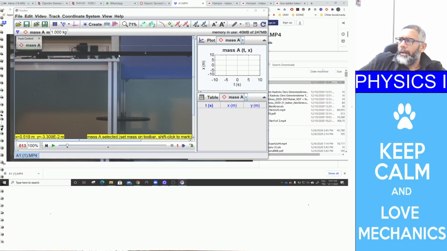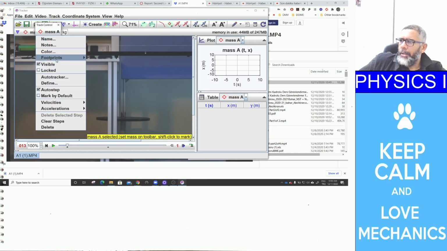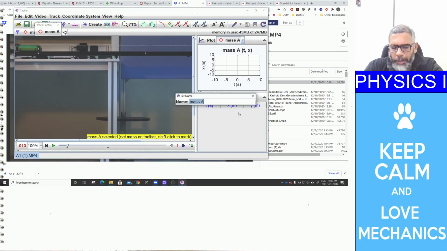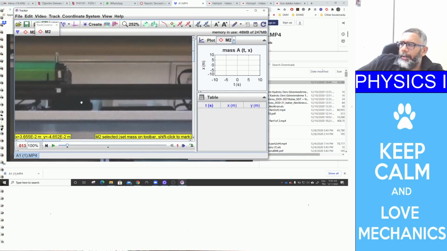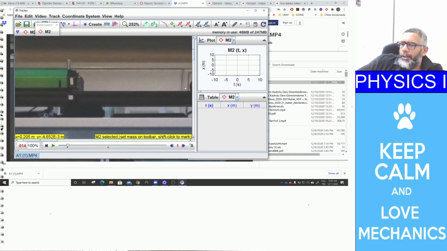Once you choose that, Tracker will create the object, naming it mass A, but our object over here is M2, right? You can just rename it: press on it and type the name over here, and I will rename it as M2 because in our setup it is named M2. So this is M2. Now we are ready to auto track this cart during its motion.